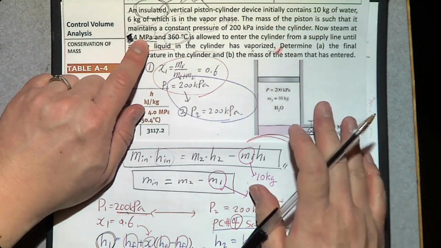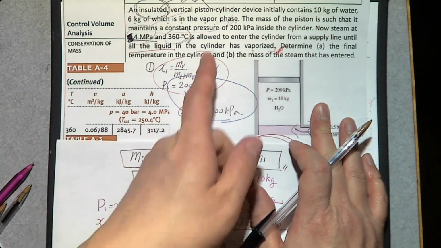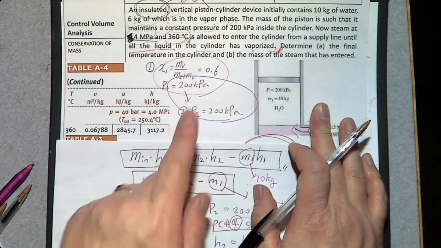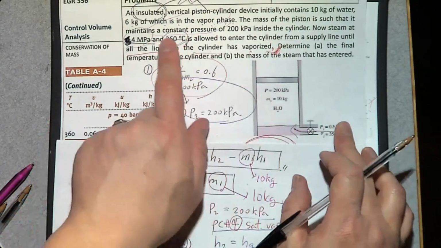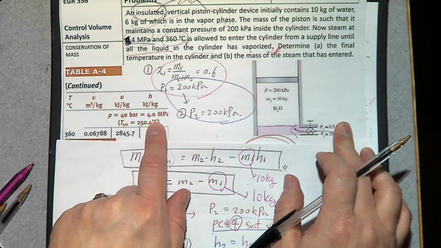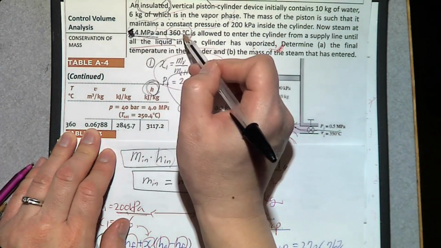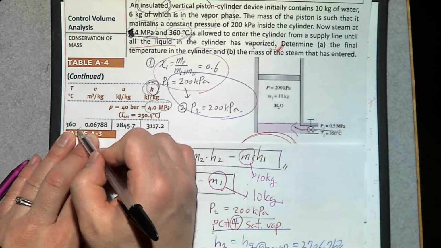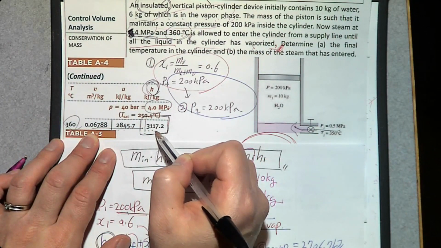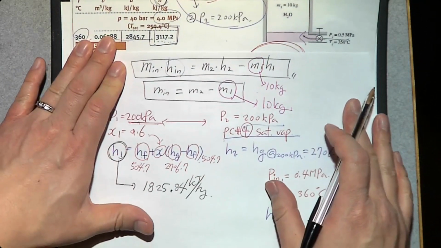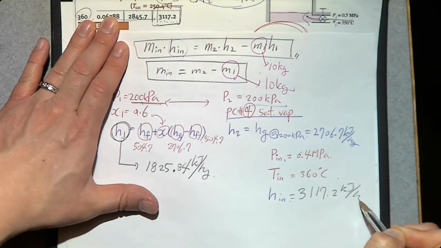So at 4 megapascal, saturation temperature is going to be 250 degrees Celsius. However, the temperature at the inlet is greater than the saturation temperature. Therefore, the phase at the inlet is going to be superheated vapor. So the H value at the inlet, at 4 megapascal and 360 degrees Celsius, is going to be this one, 3,117.2 kilojoule per kilogram.